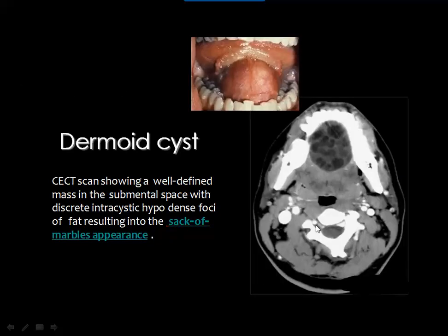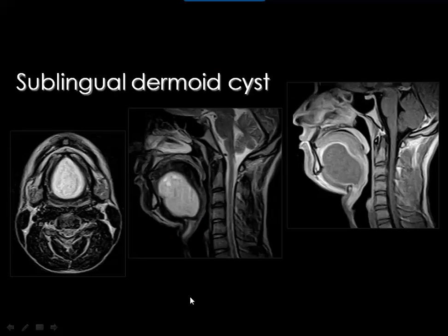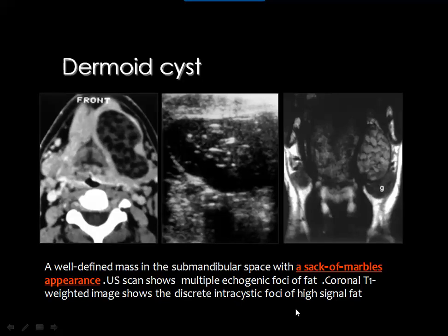Then if you see the sack of marbles sign, this is classic for the diagnosis of dermoid cyst of the mouth floor. The presence of fat is helpful to suggest the possibility of dermoid. But if you cannot see fat, the possibility of dermoid is still there. Then here you see a lesion in the T1 weighted image. It contains fluid. In the T2 weighted image, it also contains fluid. But this was proved to be a dermoid cyst in the mouth floor.